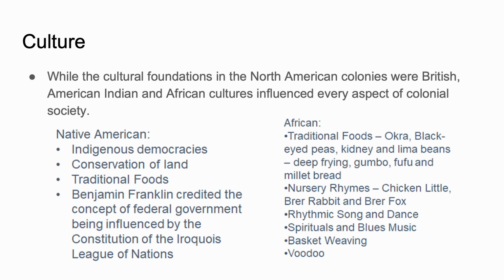African, we see traditional foods like okra, black-eyed peas, kidney and lima beans, deep frying, gumbo, fufu, millet bread. Nursery rhymes like Chicken Little, Brer Rabbit, Brer Fox, rhythmic song and dance, spirituals, blues music, basket weaving, and a little bit of voodoo.